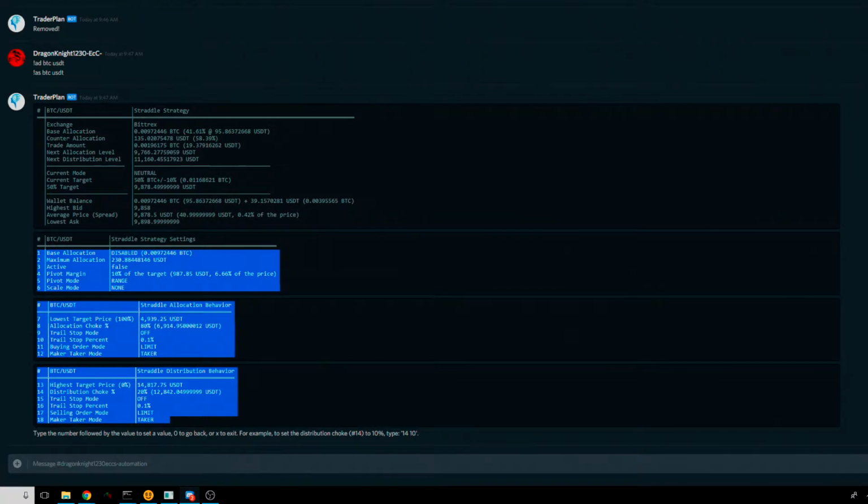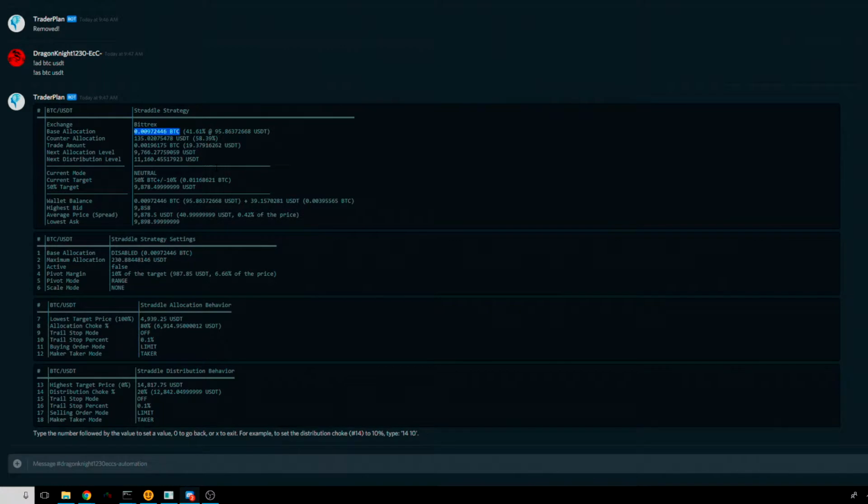It will automatically go to your wallet on the exchange, put in how much BTC we've got and how much USDT we've got, and it will show you the percentages of your allocation of these values. Now, trade amount I'll just ignore, there's no need to know anything about that. Next allocation level: with these default settings, it's saying the next time we would buy would be when the price went down to this value here. The next distribution, which is when it would be selling, would be this value here.